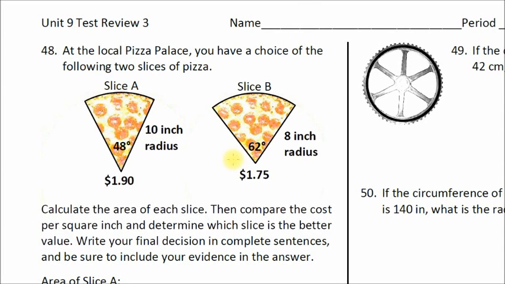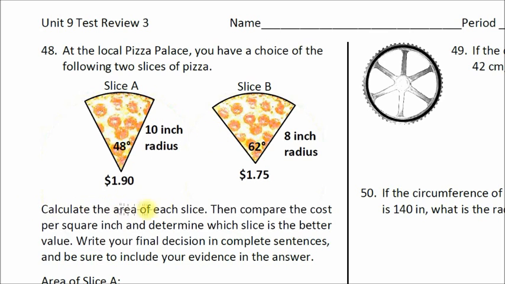Question number 48 on review sheet number 3 is going through a problem that is very much like the problem on the back of your Circles flipbook. So this should hopefully be a review for you after watching that video. At the local pizza palace, you have a choice of the following 2 slices of pizza. And the 2 slices you see, class, it gives you the radius and the central angle. That's all we need to know to find the sector area.